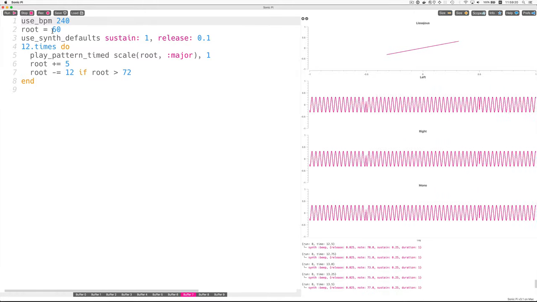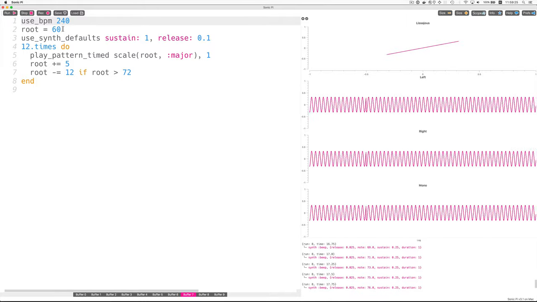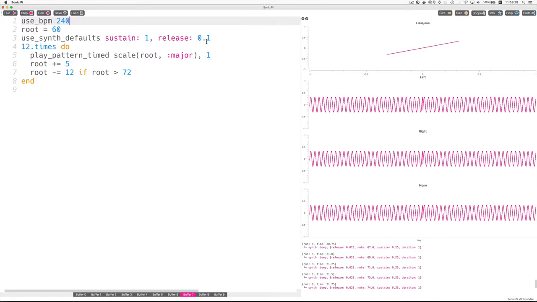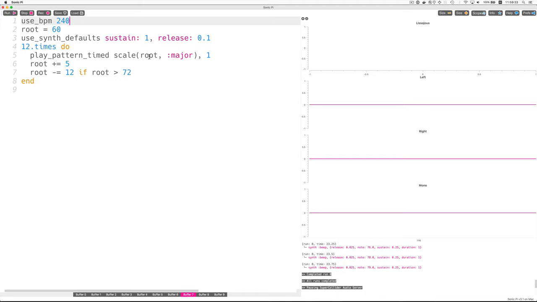Here's how it works. We start at middle C, which is this MIDI note 60, and we play each note for one beat, give it a quick release, and then for 12 times, we play this pattern of a scale at whatever the value of root is, starting at middle C, a major scale. And then we go up by five semitones, which is a fourth.